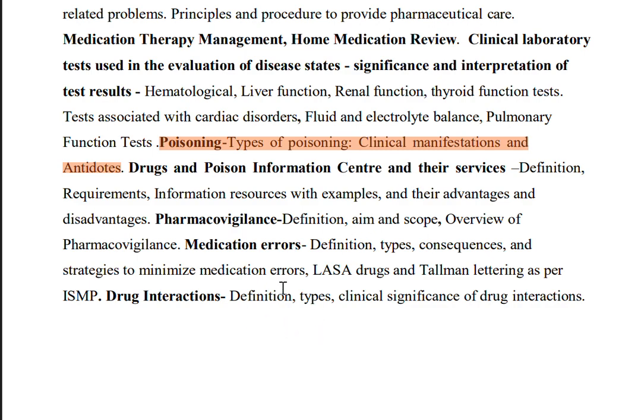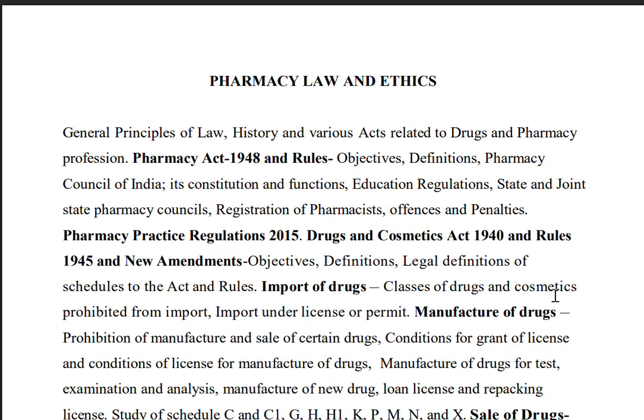And drug interaction also plays an important role in the MRB Pharmacist Exam: definition and types, and clinical significance of drug interaction. And the last topic is pharmaceutical law and ethics. This is important for GPAT, NIPER, UPSC drug inspector, TNPSC drug inspector, RRB. Like that, this plays a crucial role because without knowing these ethics, we cannot compound medication for patients. So we have to know the basic ethics of pharmacy law and ethics, like the Pharmacy Act 1948. Today I came to know that the Pharmacy Council of India is renamed the National Pharmacy Council.